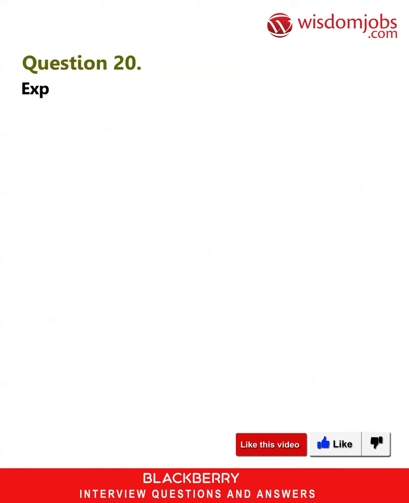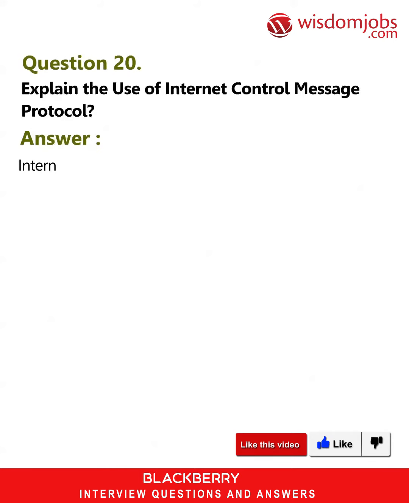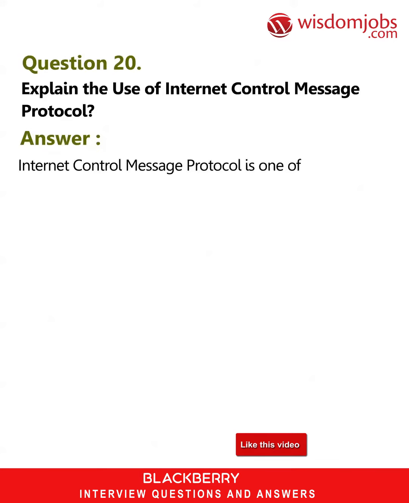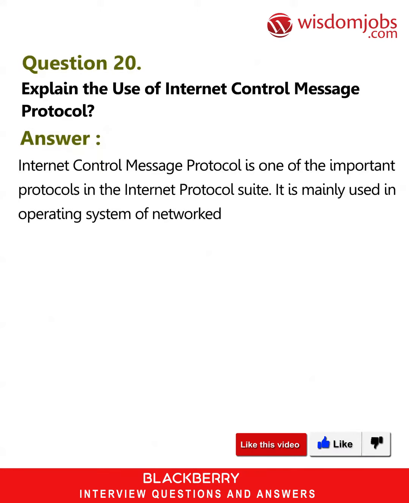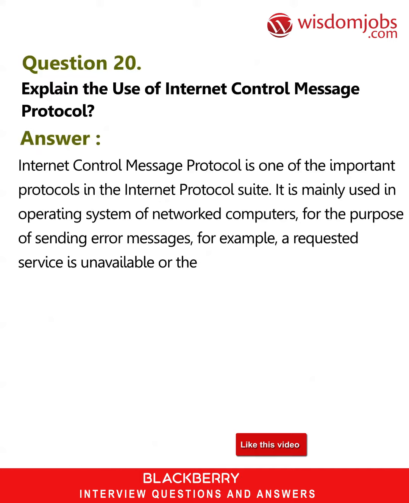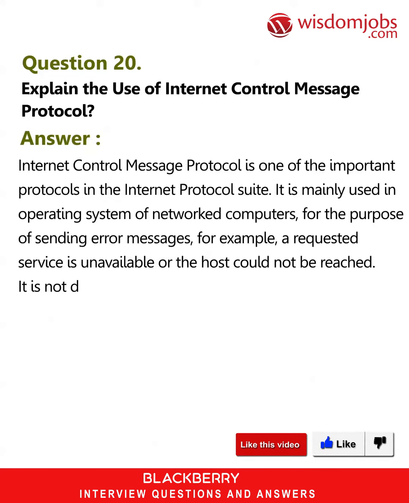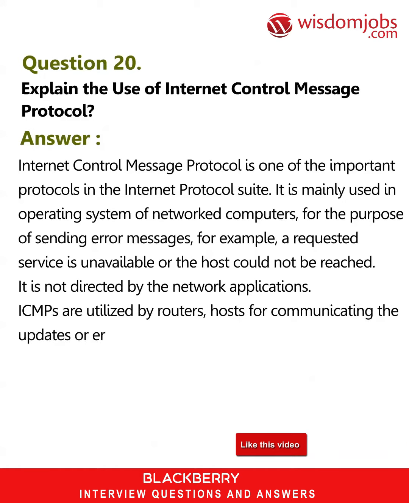Question 20. Explain the use of Internet Control Message Protocol. Answer. Internet Control Message Protocol is one of the important protocols in the Internet Protocol suite. It is mainly used in operating systems of networked computers for the purpose of sending error messages. For example, a requested service is unavailable or the host could not be reached. It is not directed by the network applications. ICMPs are utilized by routers and hosts for communicating updates or error information to other routers.